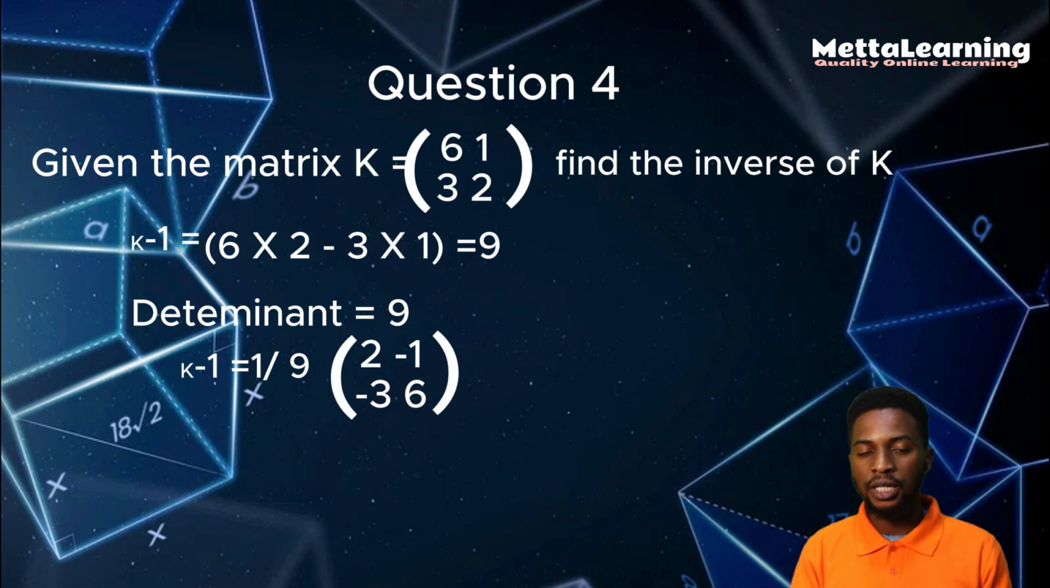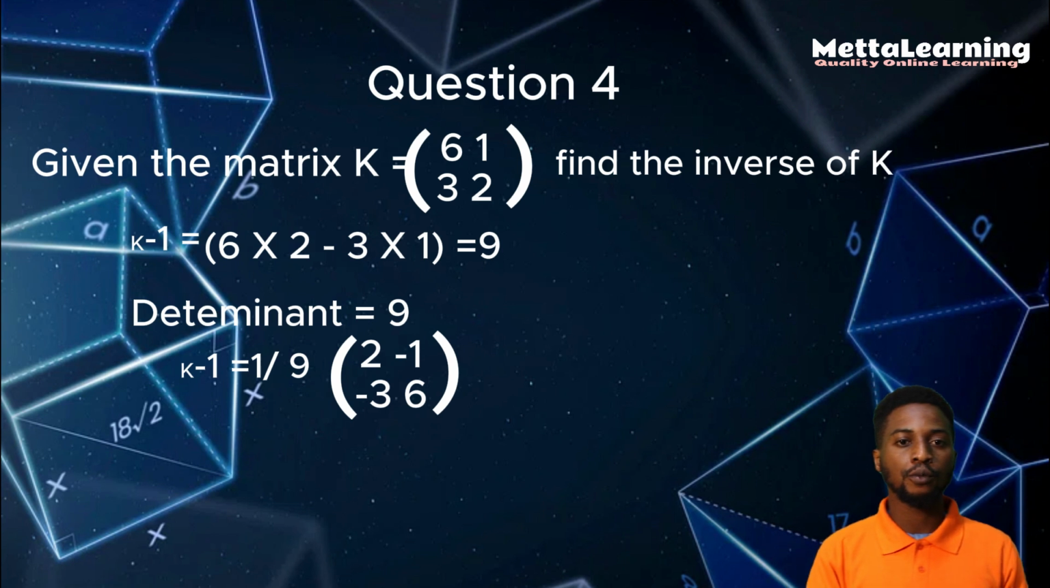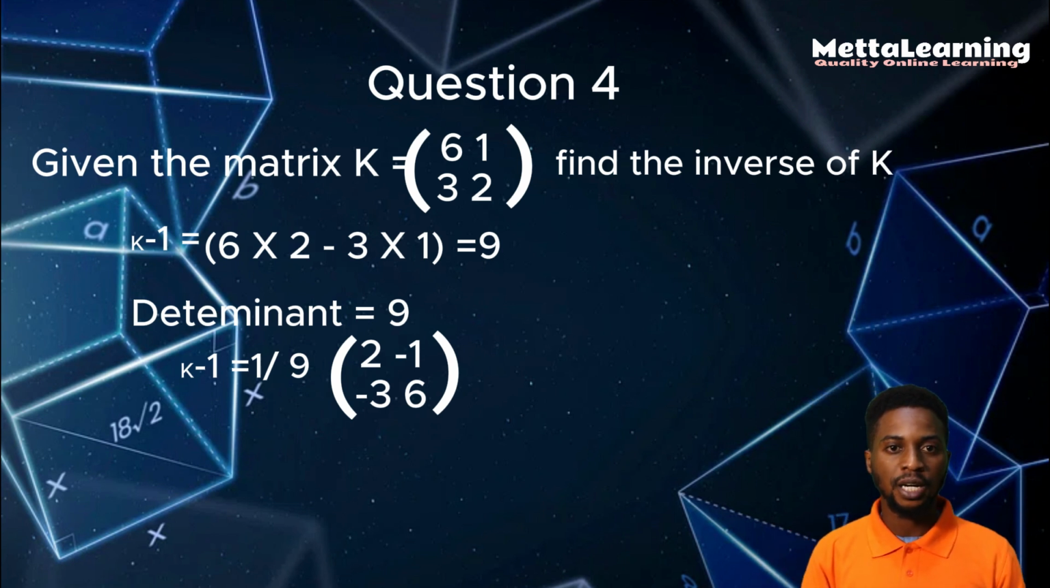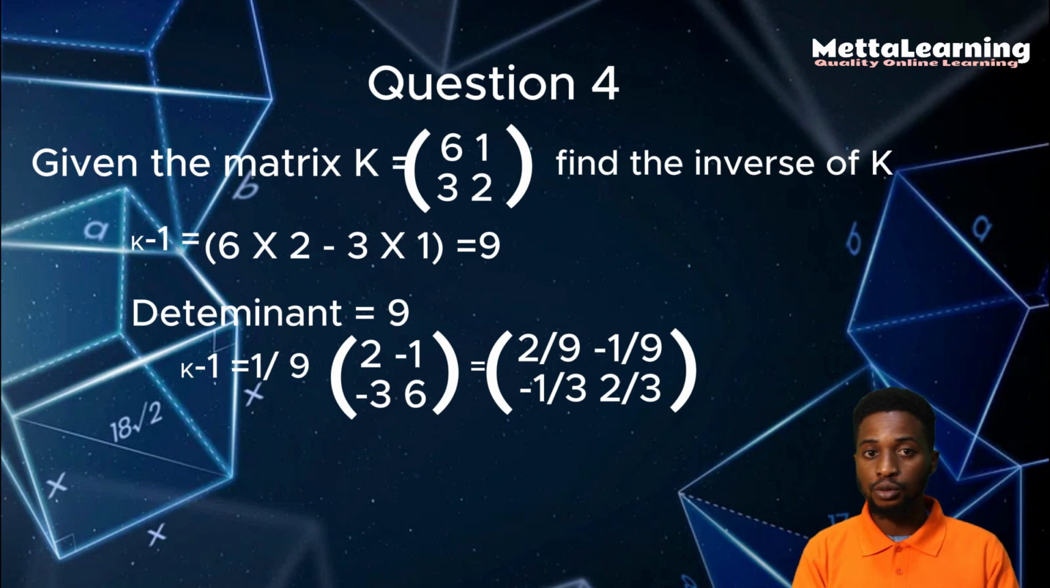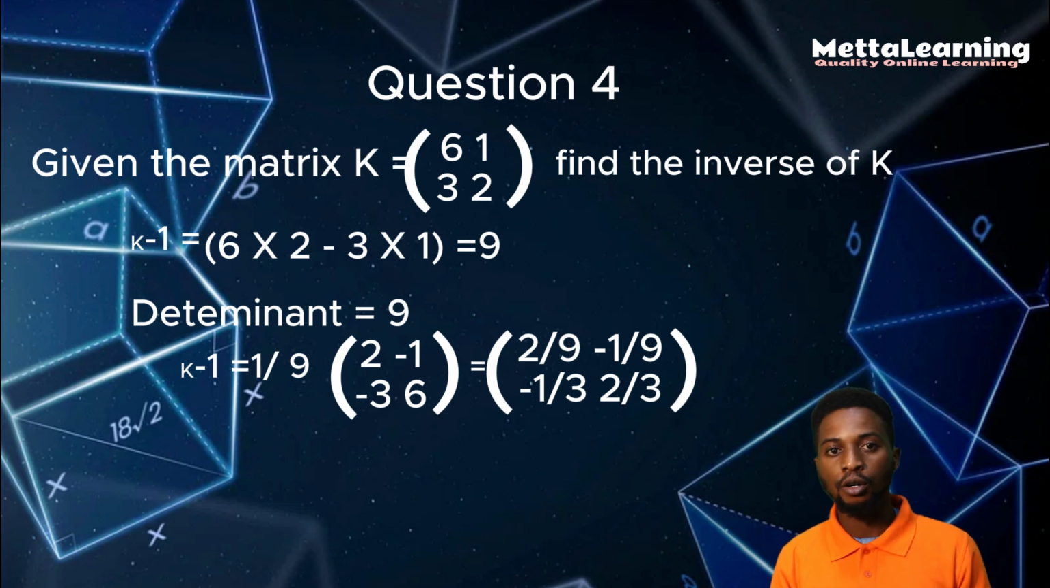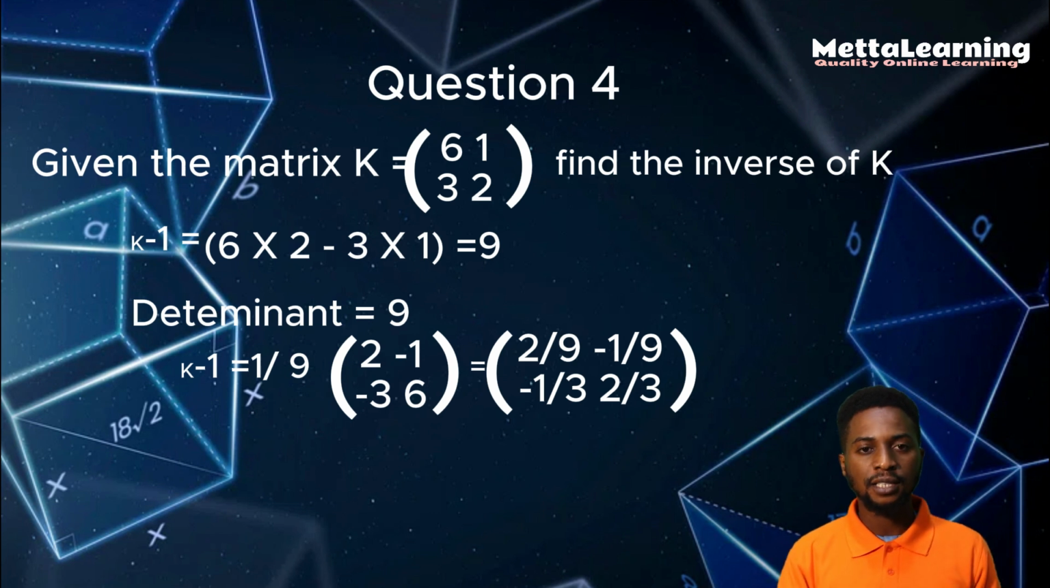Looking at the first row, we have 1 over 9 times 2, then 1 over 9 times minus 3, and we have 1 over 9 times minus 1, and we have 1 over 9 times 6. When we multiply this together and divide through, calling my figures in rows, we have 2 over 9, then minus 1 over 3, then in the second row we have minus 1 over 9 and 2 over 3 as our final answer.